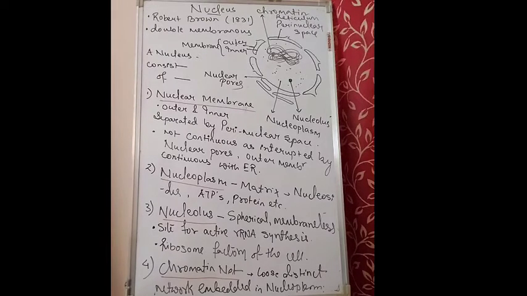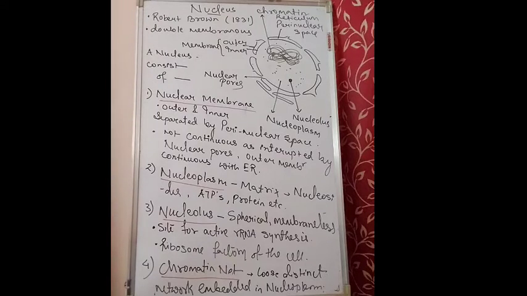Now second is the nucleoplasm, which is the matrix. It is the ground substance, a complex colloidal substance made up of nucleosides, ATPs, proteins. It consists of nucleosides and nucleotides. You can remember these as the monomers that make up the DNA or RNA. That means the genetic material constituents are nucleosides and nucleotides. So nucleoplasm is the ground substance or the matrix which consists of nucleosides, ATP, proteins, etc.